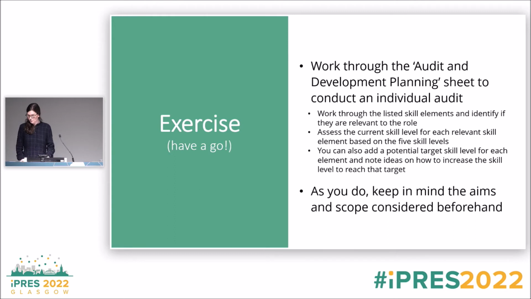And so with that is our exercise, which is much like before. Get in there, have a go, work through it. You can focus on one area or across the board, but the main thing is going through first and determining which are relevant, and then starting to think about where your current skill level is. While you're doing that, keep in mind some of the aims and scopes that you had beforehand.